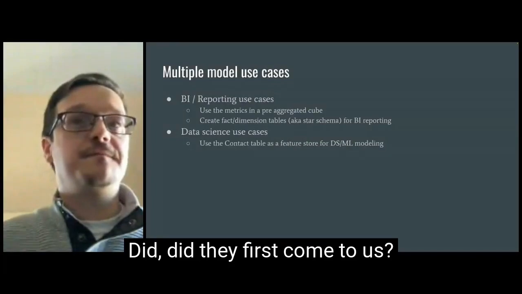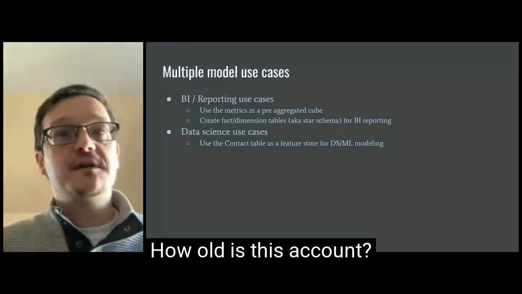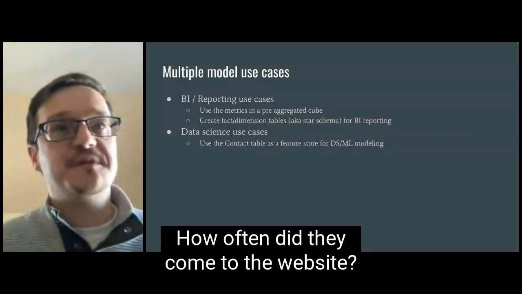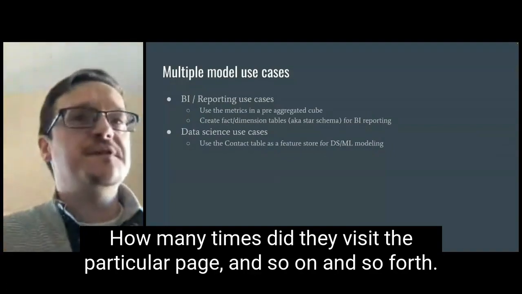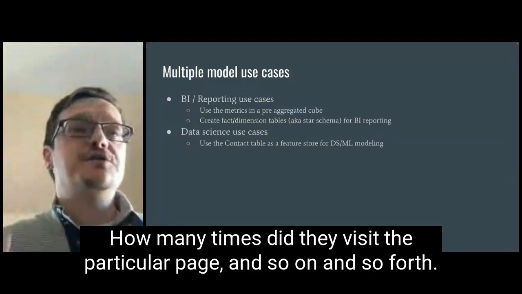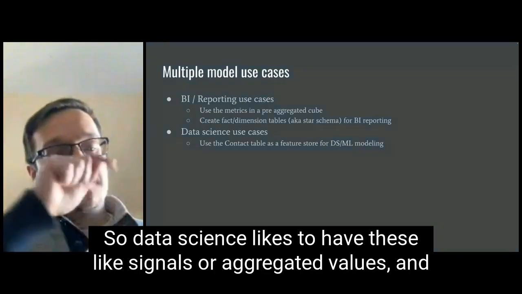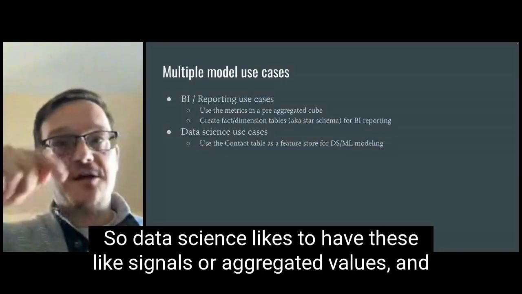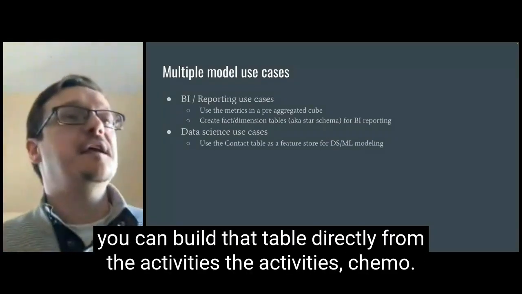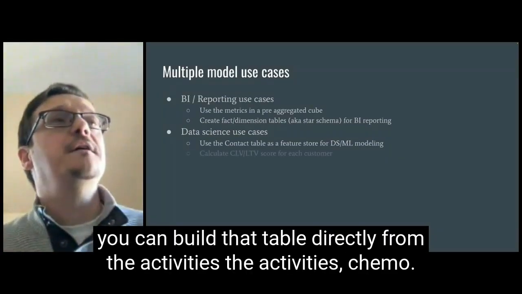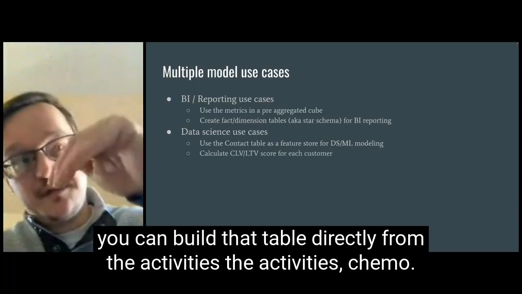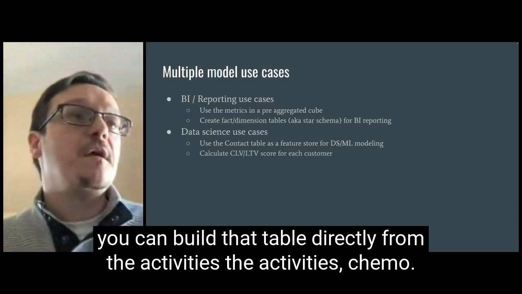did they first come to us? How old is this account? How often did they come to the website? How many times did they visit the particular page? And so on and so forth. So data science likes to have these kind of signals or aggregated values, and you can build that table directly from the activity schema.